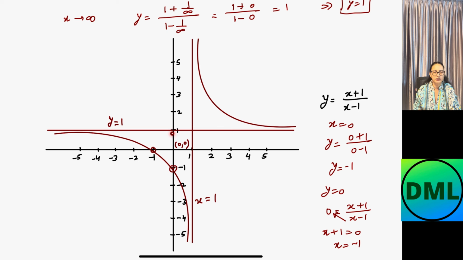So the curve won't touch here. So it will go closer and closer to the line, but don't touch. So you can plot the line like this. And if you take the higher values greater than 1, you can see that your curve goes like this. This is how you can plot your graph.